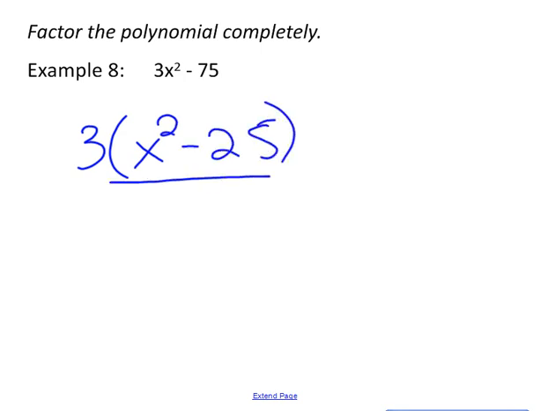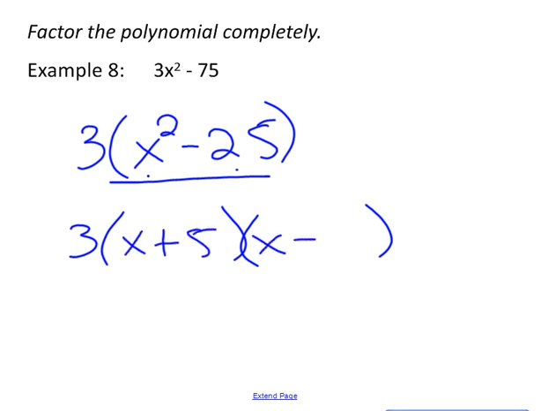We have a binomial inside. This is a square, and this is a square. X plus 5, x minus 5.